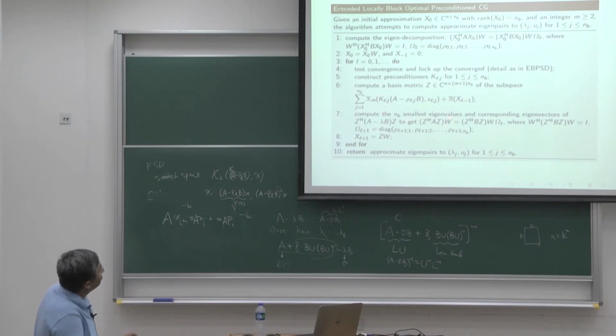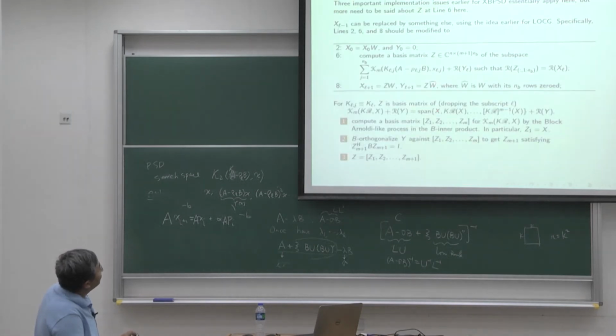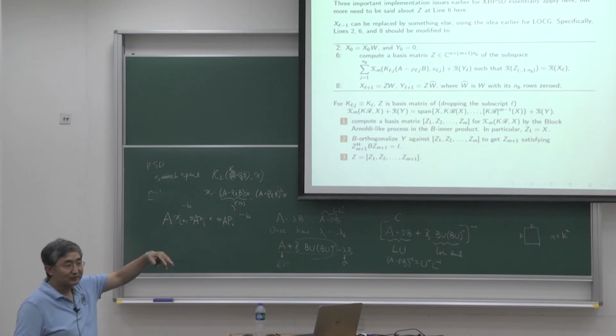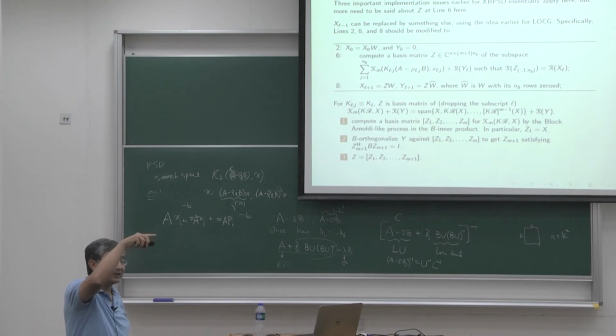So the w is the eigenvector. Now, y_{l+1} is the next one, also times the so-called w hat. What's the w hat? W hat is w where you take the first n_b rows and zero that part. Before, we zeroed the first entry of the v vector. Okay, remember that? We're using v hat.